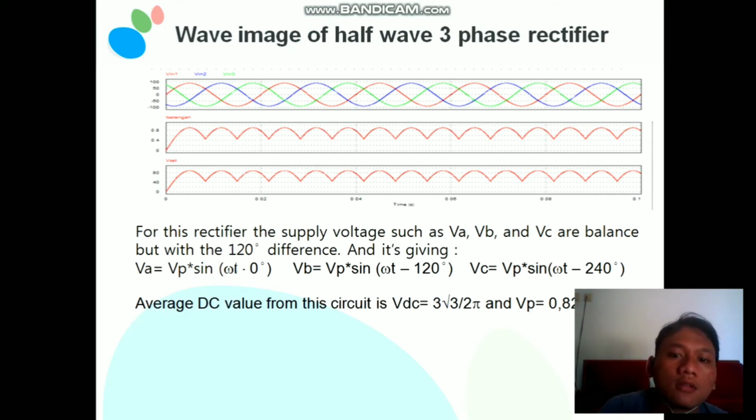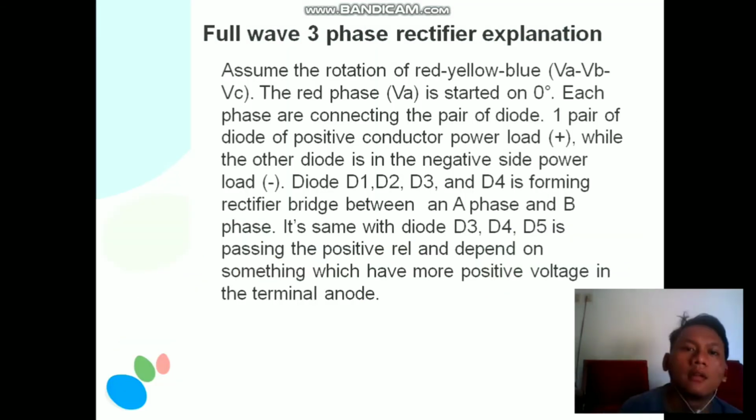Because of these formulas, the average DC value from this circuit is VDC equals 3 root 3 over 2 pi times VP, which is equal to 0.827 times VP. And then we move to the full wave three-phase rectifier explanation.